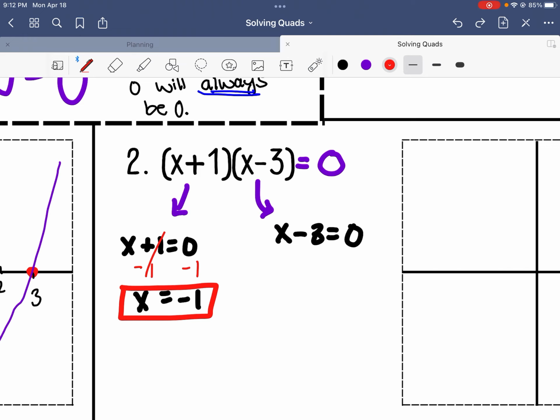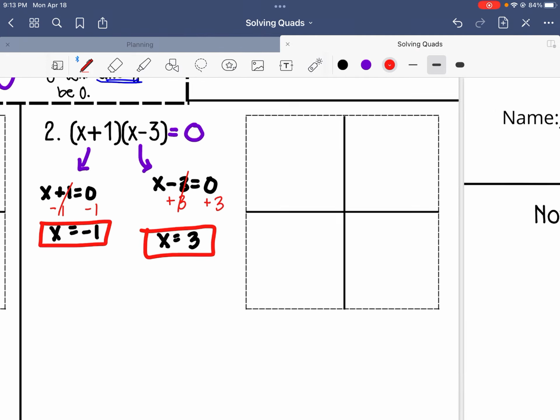Over here, I'm going to do the same thing. I need to get x by itself. I have this 3, and it is subtracting. So I have to do the opposite and add 3. But what I do to one side, I have to do to the other side. 3 minus 3 is 0. So my x comes down. And 0 plus 3 is 3. So these are my two answers.